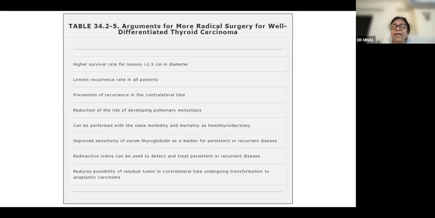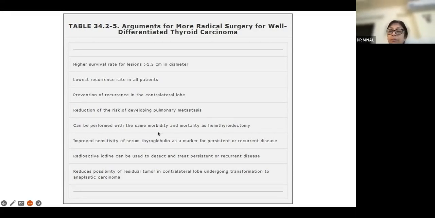Now, people who defend the extensive surgery say that the survival is better with near total or complete resection. The recurrence rate is very less, and there is no other lobe to prevent the recurrence. So we don't need to bother about recurrence. We are trying to decrease the metastasis also, because once the tumor is out, the METs are also not possible. So we are trying to reduce the number of METs also. And another clue is that even if you're operating half lobe or full lobe, the surgical mortality and surgical morbidity is just the same. Improved sensitivity of the serum thyroglobulin.